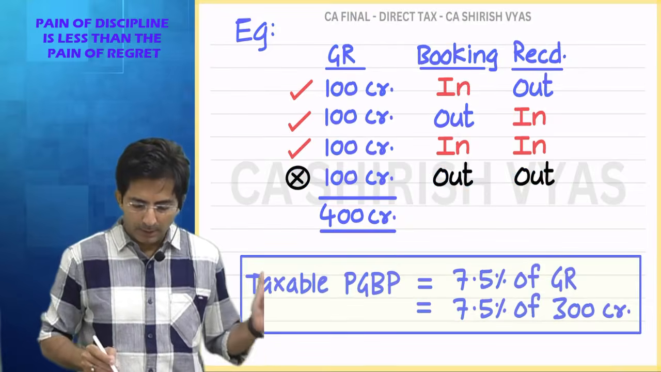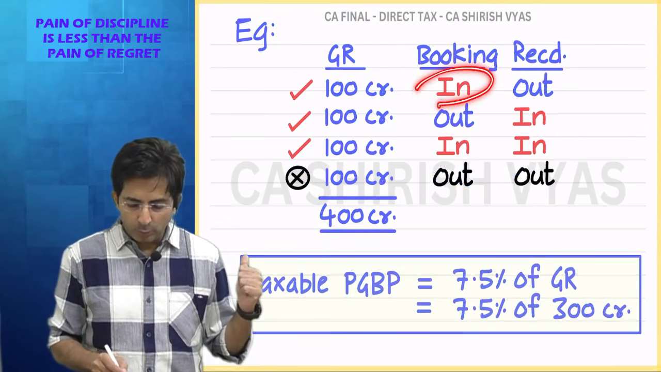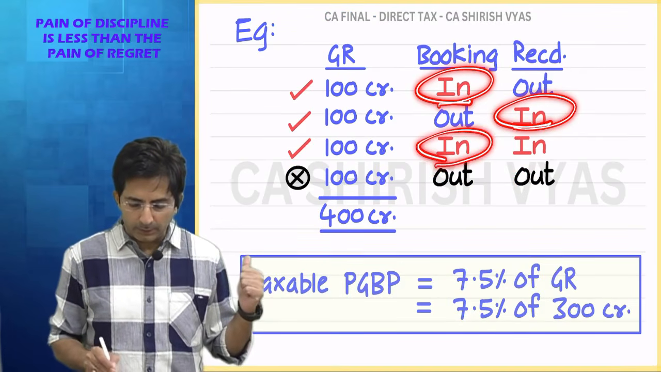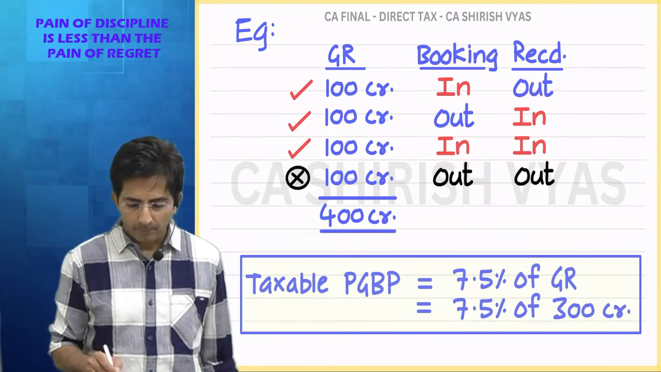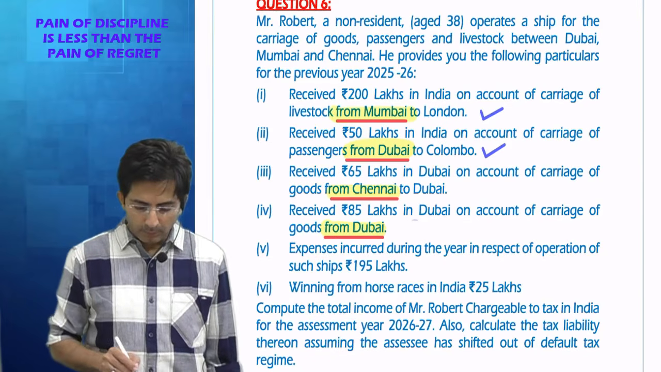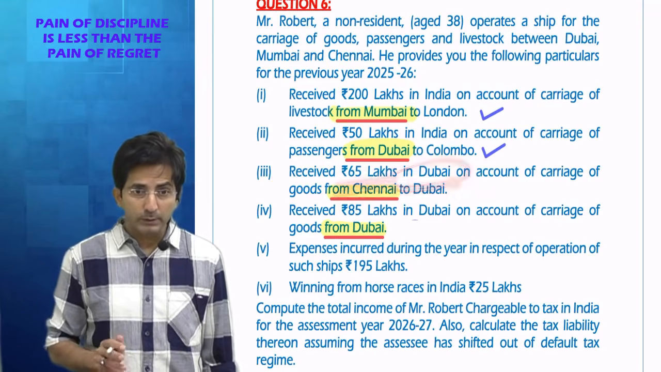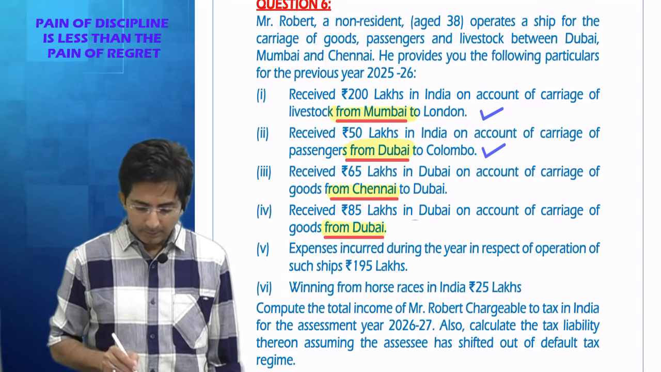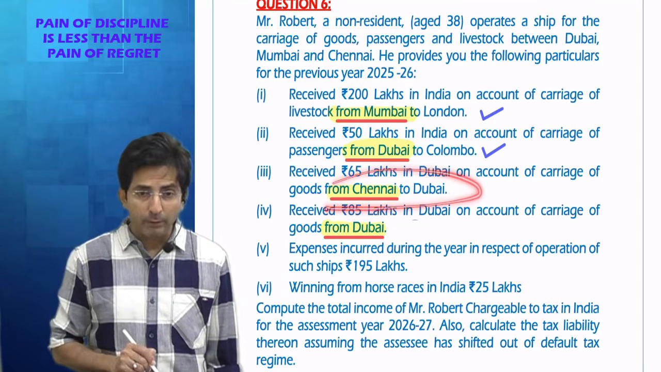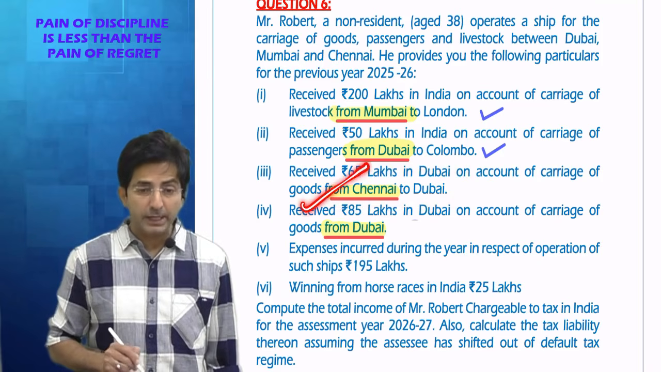See, what is the rule? Either it should be accrued in India or received in India, or both in India. Then what about the third point? Third point, they are saying the 65 lakhs was received in Dubai. Means it was received outside, but accrued in India. How do I know? Because the ship is starting from Chennai.